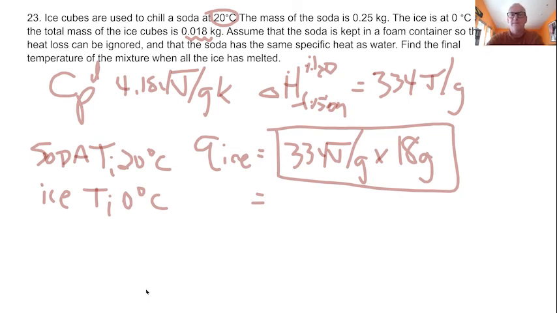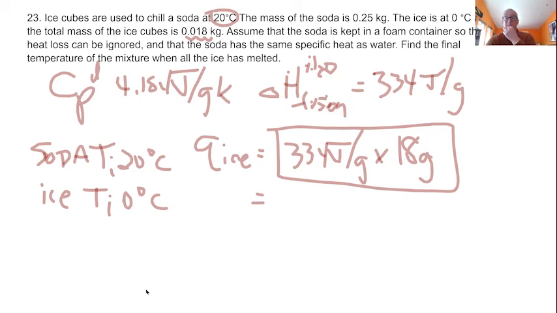So how do we figure out how much heat is going to go into the cold water to whatever temperature it becomes? Would you multiply 334 by 18, and then that's the Q of the ice, and then that's the negative Q of the water? I mean, the soda.